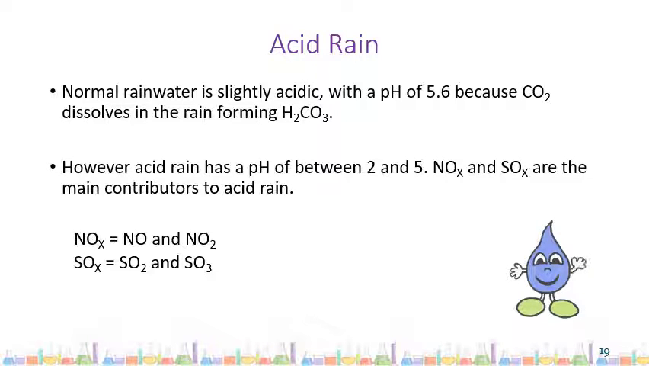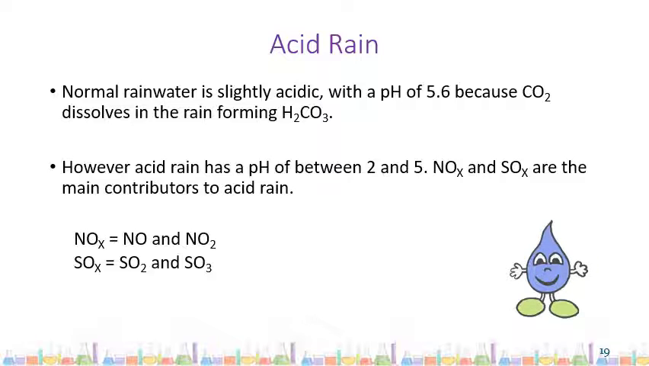So the main thing we're looking at in this section is acid rain. Normal rainwater is already acidic. This is important. They do ask you about this already. Why is it acidic? The reason for that is what we've seen with carbon dioxide. Carbon dioxide from the air can dissolve in the rainwater, forming carbonic acid. However, this is not something to be worried about.